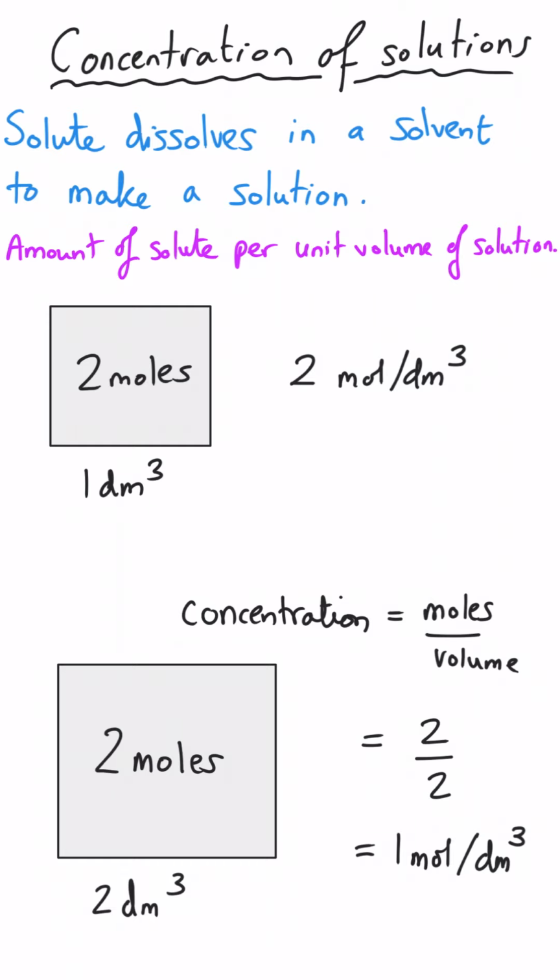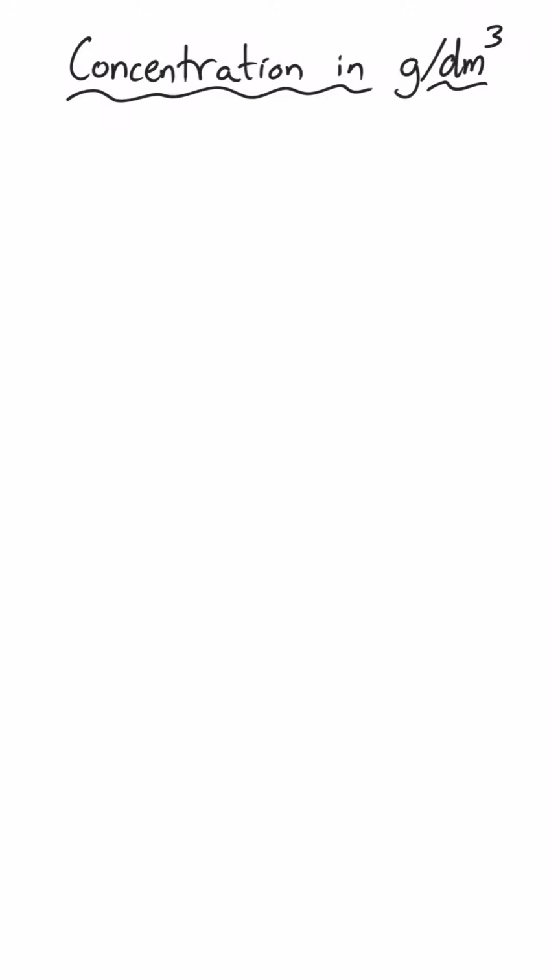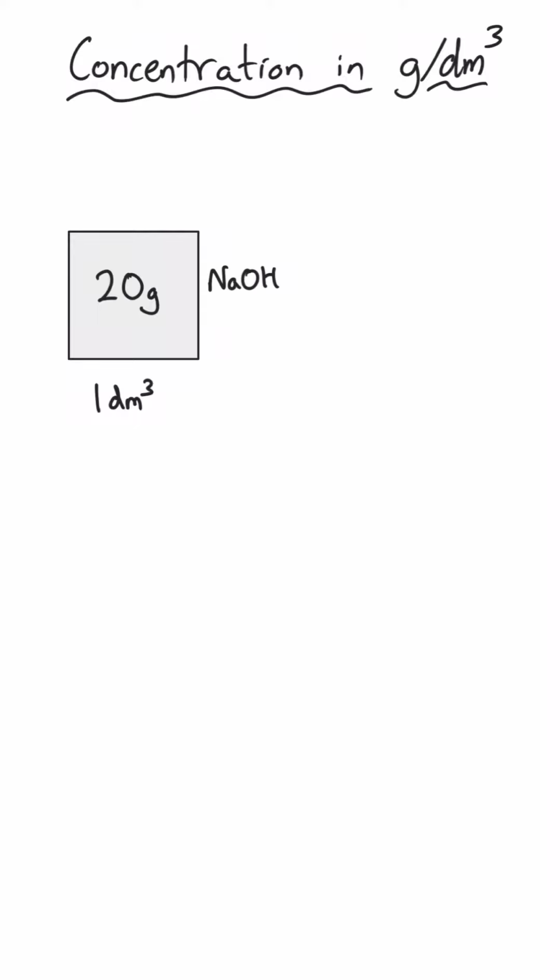And we can work that out using a bit of logic, because when we say per cubic decimetre, what we're really meaning is for each cubic decimetre. So if we've got 2 moles and 2 cubic decimetres, that is a concentration of 1 mole for each cubic decimetre, 1 mole per decimetre cubed. I said that concentration is typically in moles per cubic decimetre. It could also be in grams per cubic decimetre, and that works in exactly the same way.